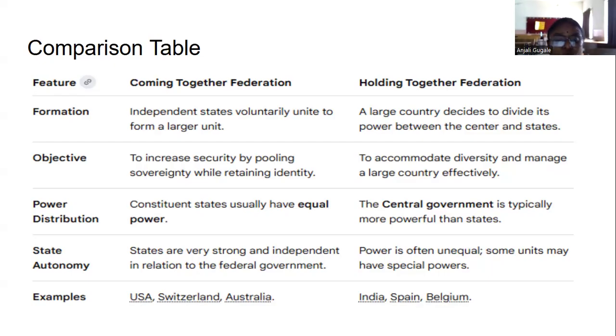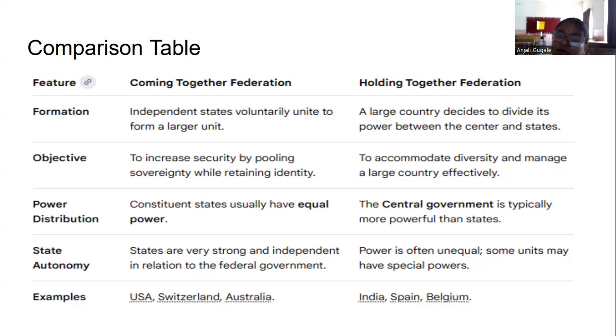Now, when we are talking about pooling sovereignty, it means the countries, by their own choice, are coming together, but it does not mean that they will lose their identity. Their identity will remain intact, but they all have come together as a united country and a nation state. That is, a federation which has many different countries that have come together willingly to be called a united federation.